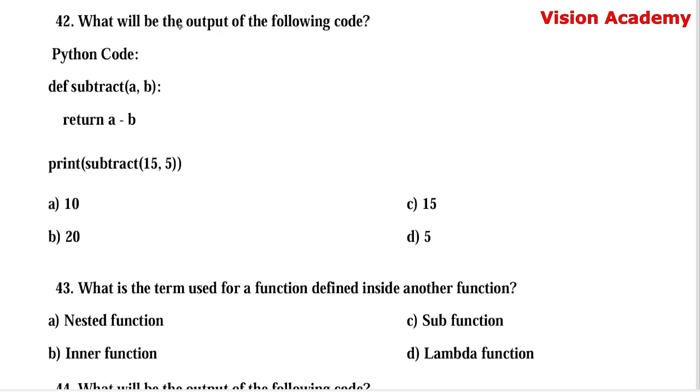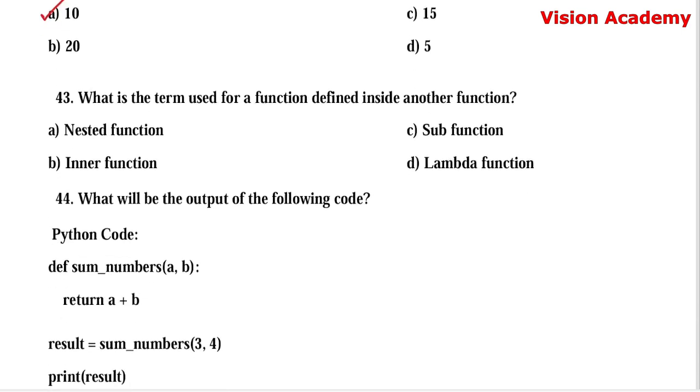Question number 42. What will be the output of the following code? Python code. Here user defined function called subtract. A and B, both of these two are parameters and it is returning A minus B. And here we are calling this particular function by passing 15 and 5 as argument to the function under print statement. So 15 is substituted in place of A and 5 is substituted in place of B. Here 15 minus 5, it will become 10. Hence option A, 10 will be the right answer.